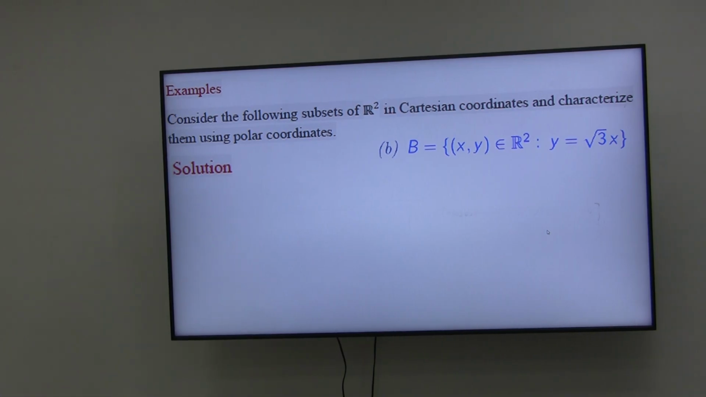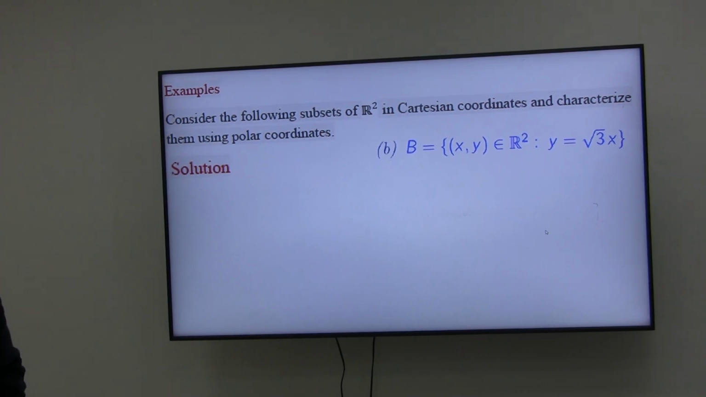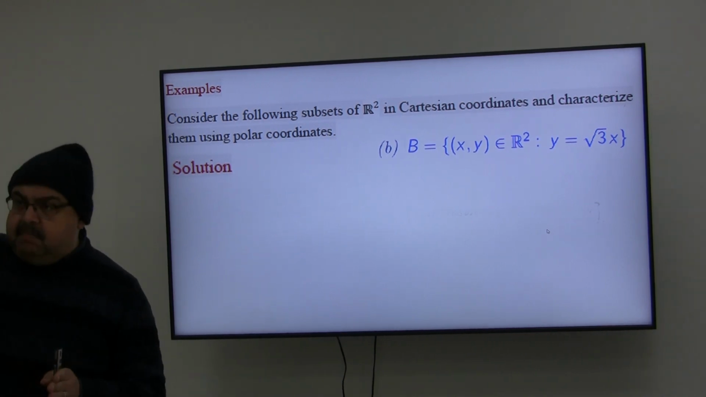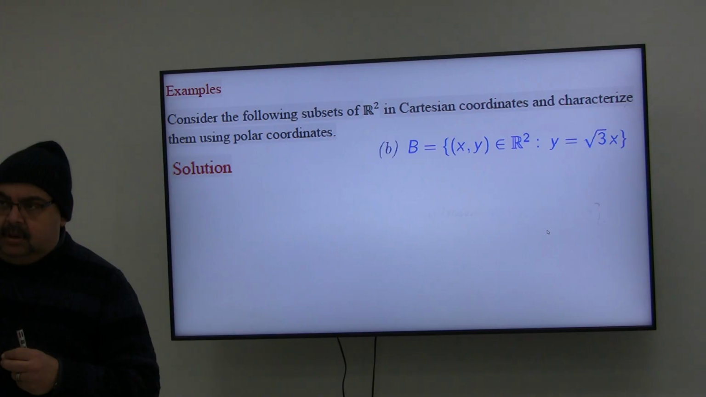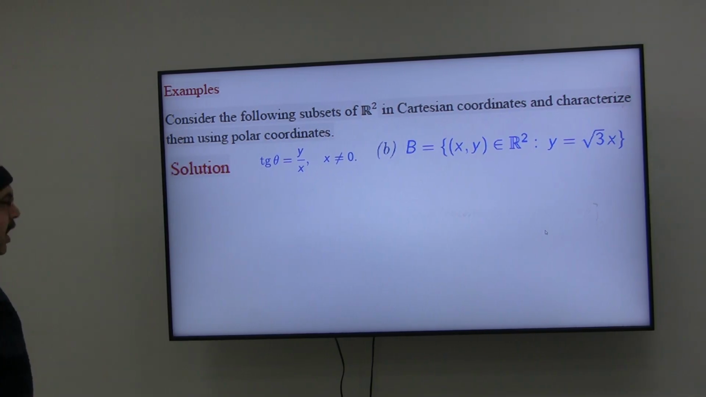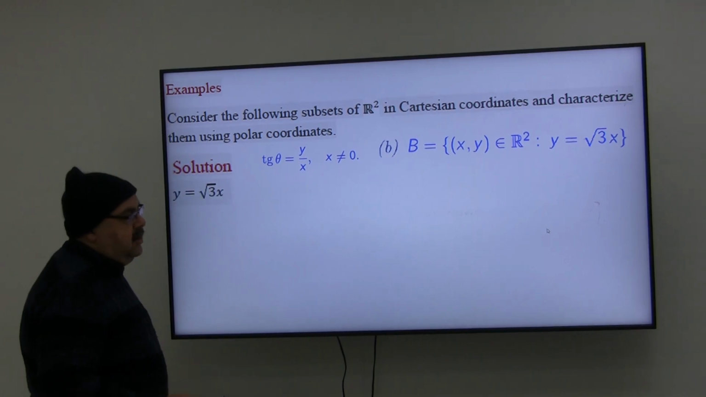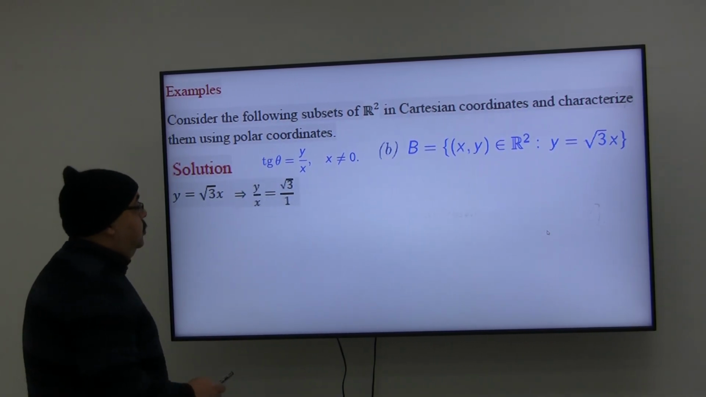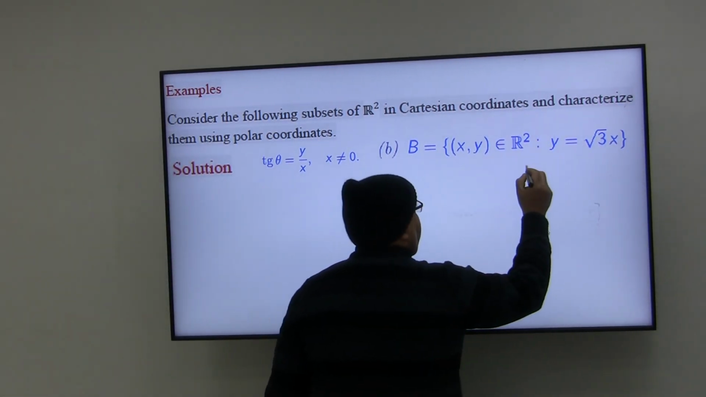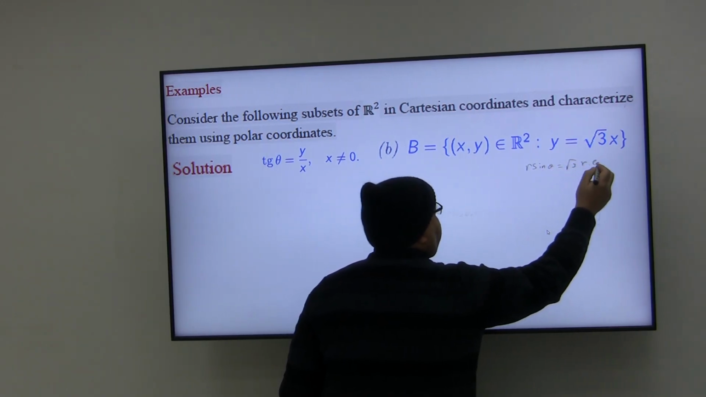Are you with me, Ms. Jana? I will replace x by r cosine theta and y by r sine theta. So I can easily move from the Cartesian into the polar, simply by using the relations connecting both of them together. So all I have to do, guys, is to replace y by r sine theta and x by r cosine theta. So this is gonna be r sine theta, and it's equal to root 3 of r cosine theta.